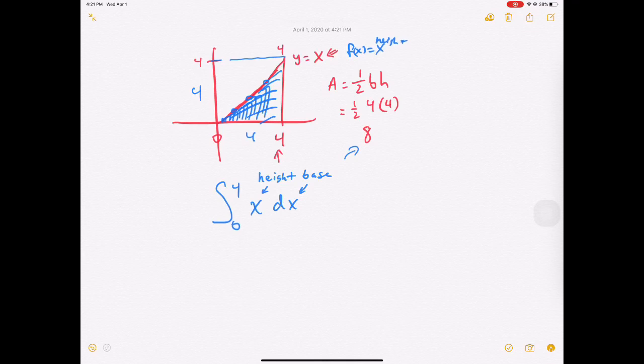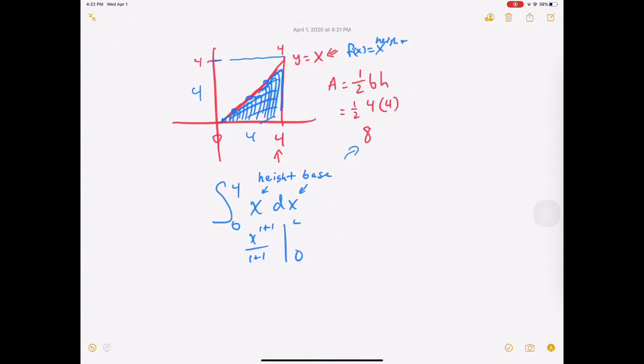So we're doing little rectangles, infinitely many of them, counting from 0 all the way to 4. Well, would this give us our answer, 8? The integral of x is x to the 1 power, right? So n plus 1 over n plus 1.